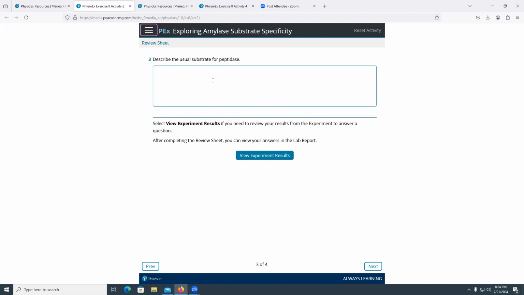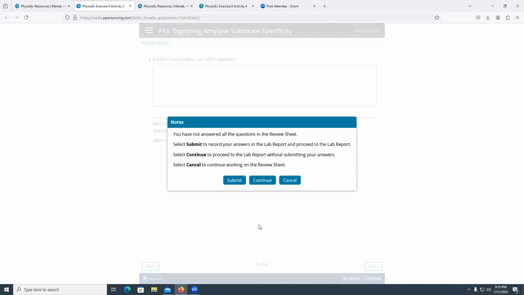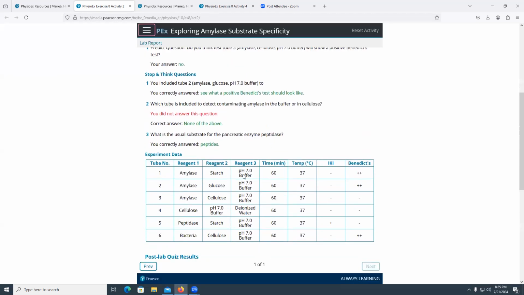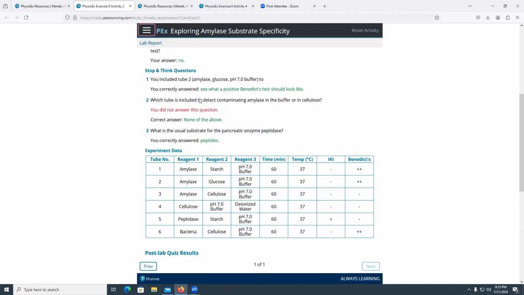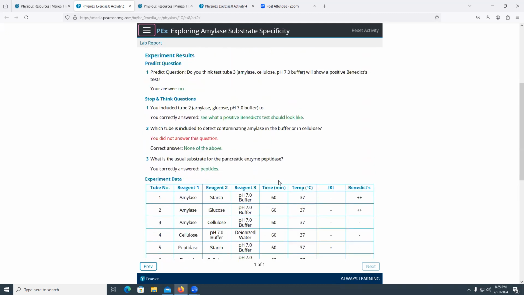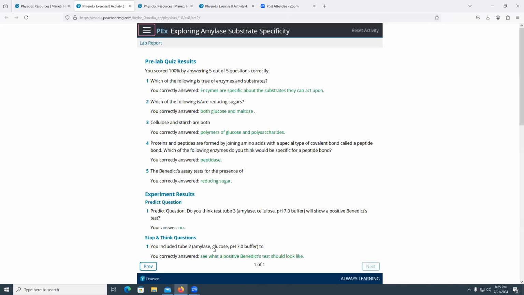Describe the usual substrate for peptidase. These are peptides. Lastly, explain how bacteria can aid in digestion: they have these very unique enzymes known as cellulase, and they help us break down the cellulose. Press submit. That's the only wrong answer that we've gotten, because contamination with amylase can never be detected with cellulose, because amylase does not even digest cellulose. So we needed to put starch, for example, to see if amylase is there or not. Okay. And that sounds like the end of our session. See you in our next experiment.